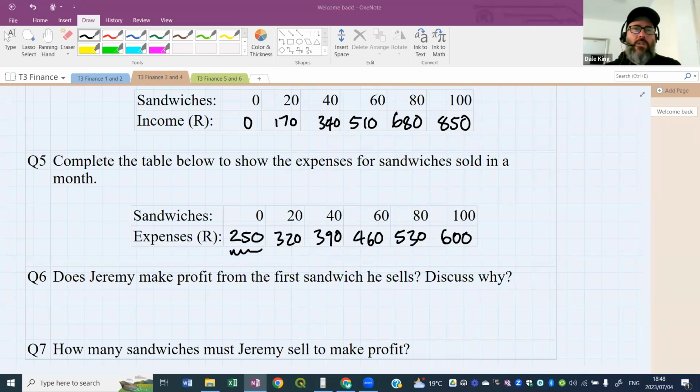Now, here come the questions. Question 6. Does Jeremy make profit for the first sandwich he sells? Discuss why. Always why. One sandwich. Does he start making profit from selling one sandwich? Yes, no? Why? Who can tell me?